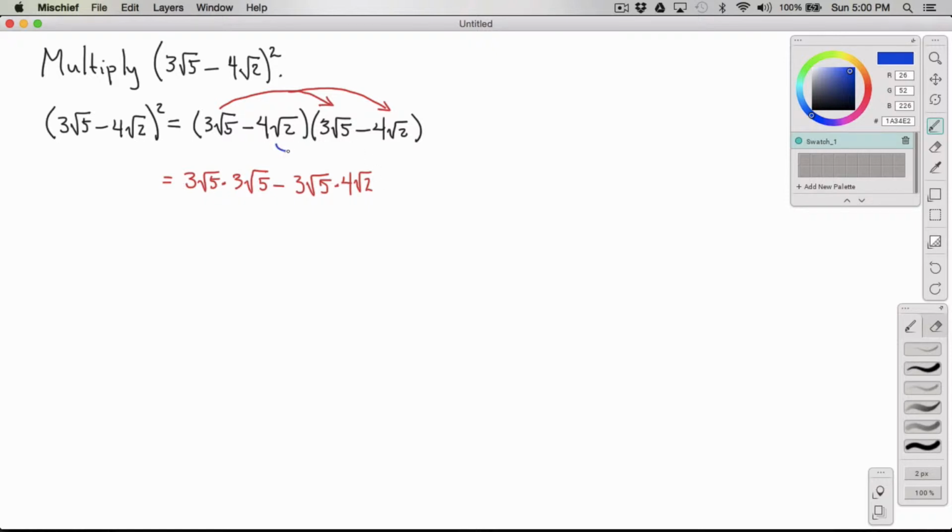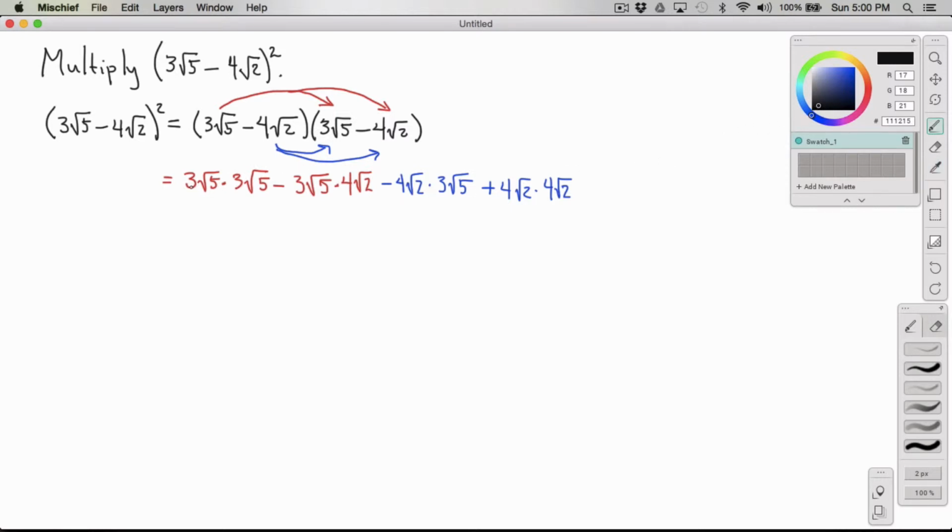So now I have minus 4 square root of 2 times 3 square root of 5. That's going to be a minus 4 square root 2 times 3 square root 5. And then I'm going to have negative 4 root 2 times negative 4 root 2. The two negatives give me a positive. I'm going to have 4 square root of 2 times 4 square root of 2. Okay, let's begin to put this all back together.